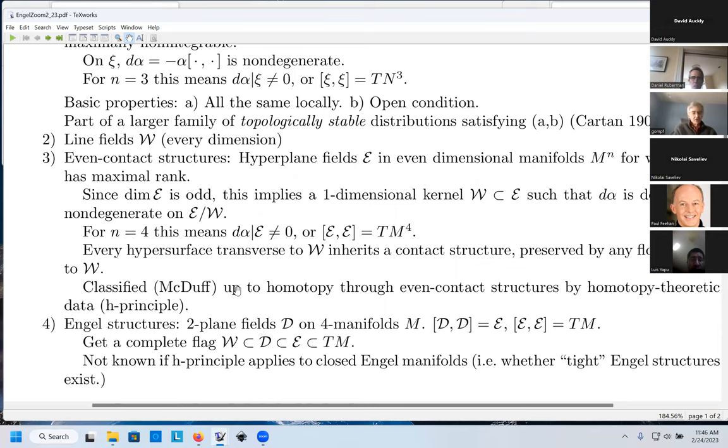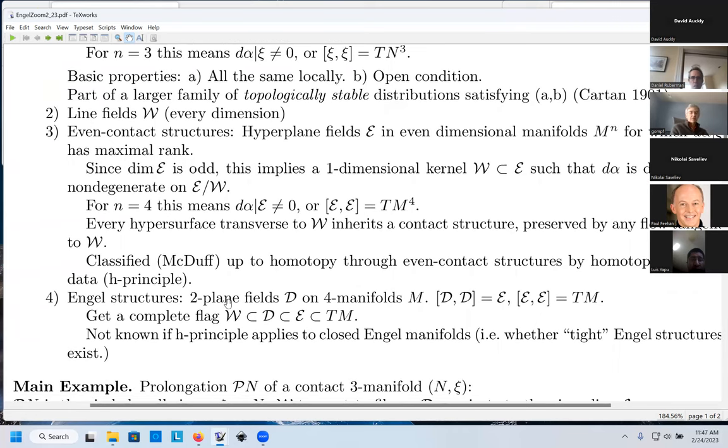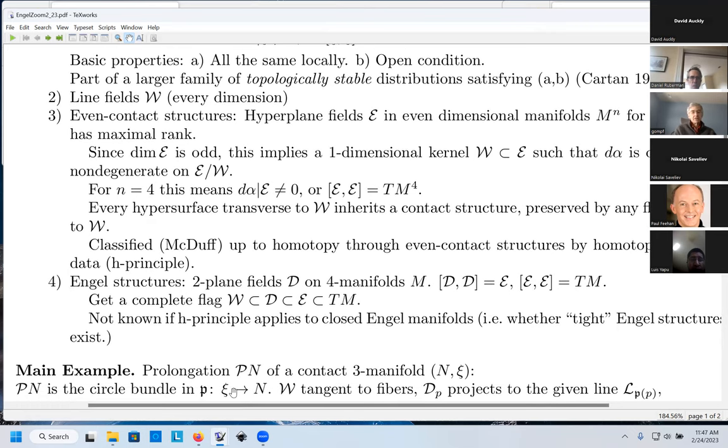And of course, I should show you some examples. And there's one main example that should seem kind of familiar to anyone who has thought about the cotangent circle bundle to a surface and its canonical contact structure. There's a very similar construction. It's called the prolongation of a contact three manifold. I believe it's due to Cartan. And so what we do is take a completely arbitrary contact three manifold, closed or open, it doesn't matter. And then to get the prolongation, first we need a four manifold. And the way we get that is we think of the plane bundle as being an abstract vector bundle over N, and we look at the circle bundle inside of that, which is a four-manifold.